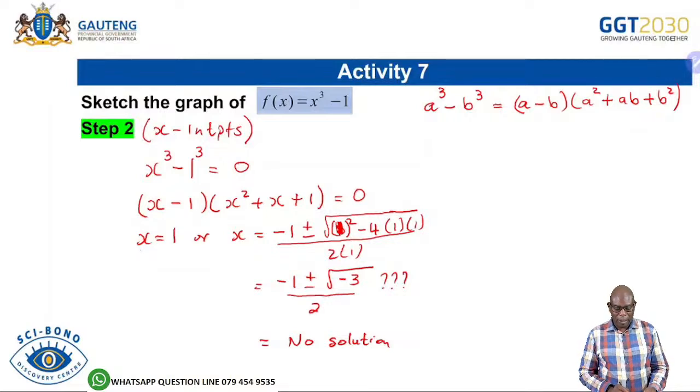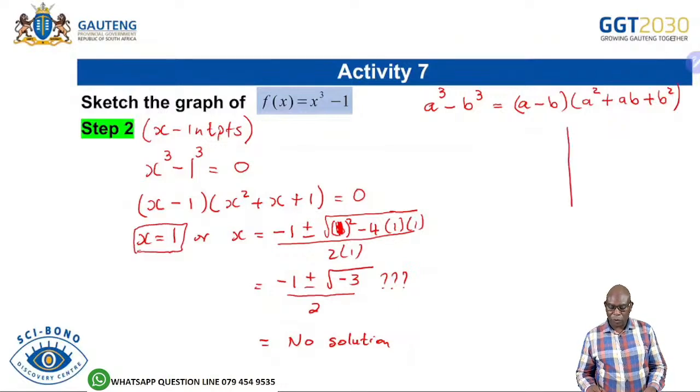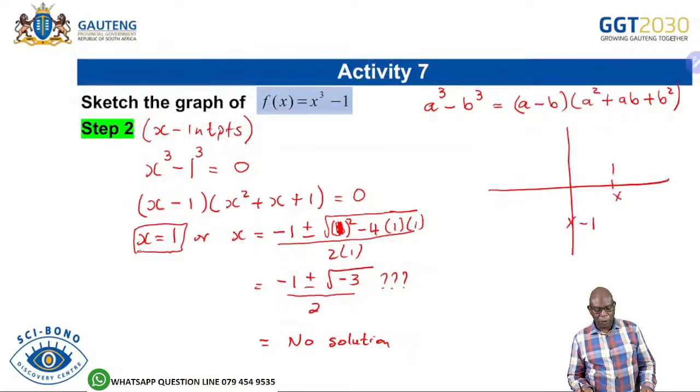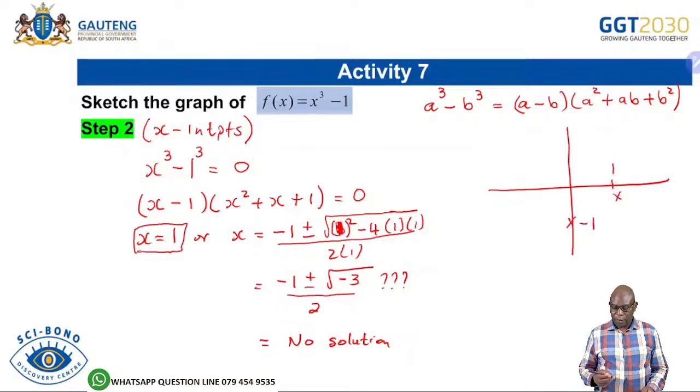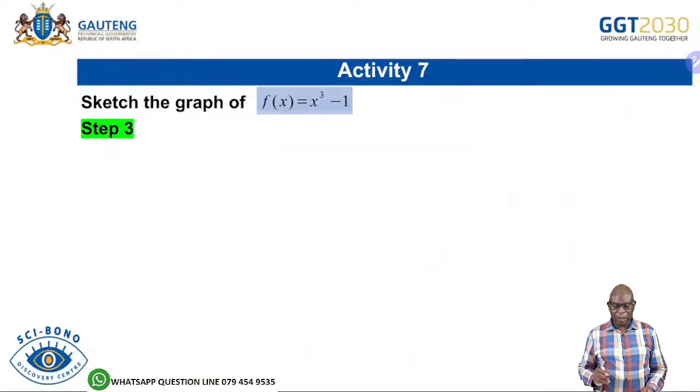So the only x-intercept that I'm having is x equals 1. So on my graph, I already have the y-intercept is -1. Now I have the x-intercept is 1 here. Alright, so doing very well. So now I come to the next step. The next step there is to get the stationary point.